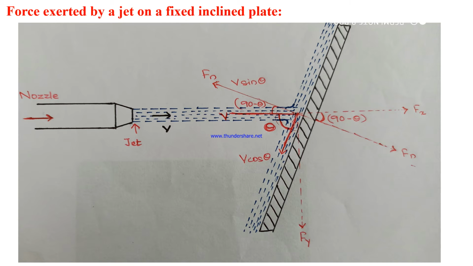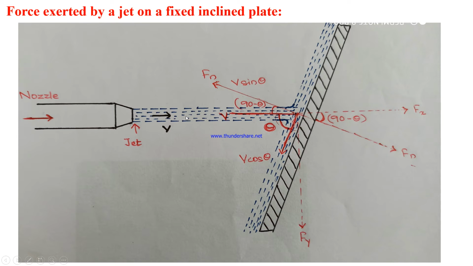Okay, good morning, students. Today we want to evaluate the force exerted by a jet on a fixed inclined plate. A fixed plate means a stationary plate that is not moving. Here we have a nozzle, and through this nozzle a jet of water is coming with a velocity v.